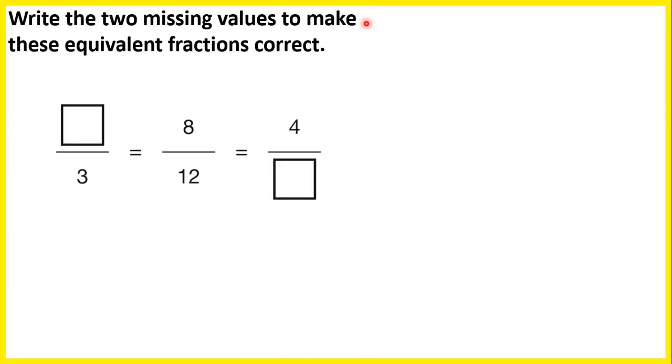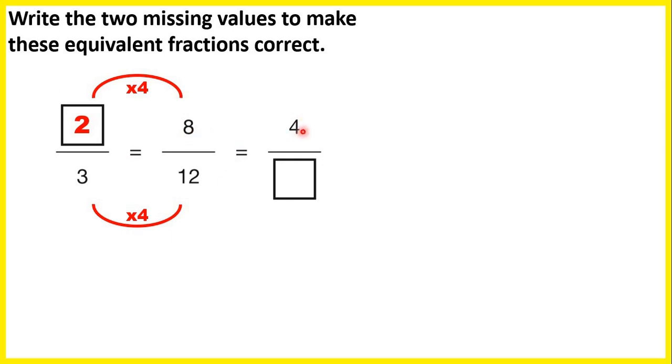Write the 2 missing values to make these equivalent fractions correct. So we know that to find equivalent fractions, we use multiplication or division. Now 3 times 4 is 12, so we do the same to the numerator. So we can think what times 4 is 8. Well, 8 divided by 4 is 2, so 2 times 4 is 8. 2/3 is equivalent to 8/12.